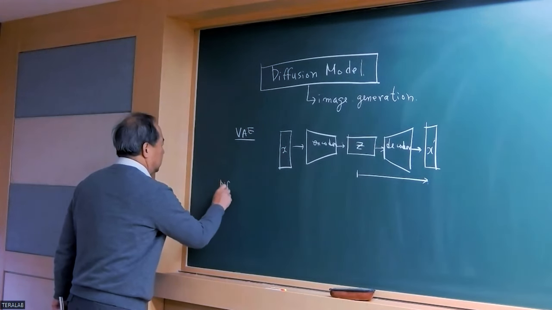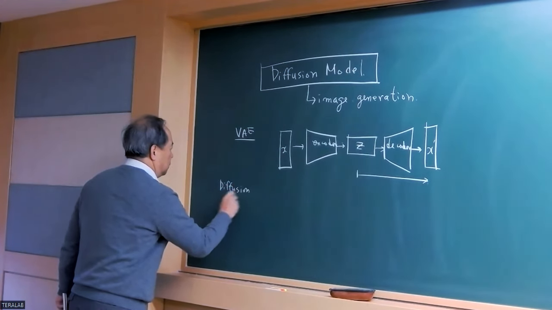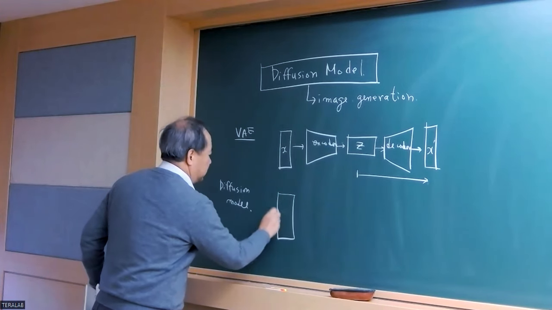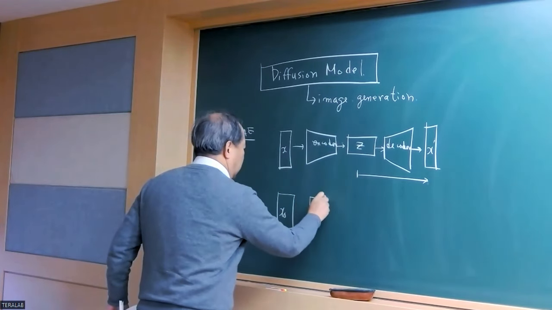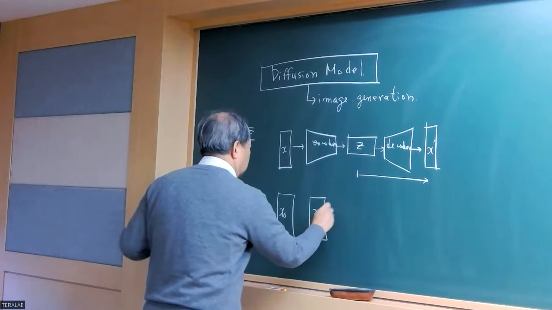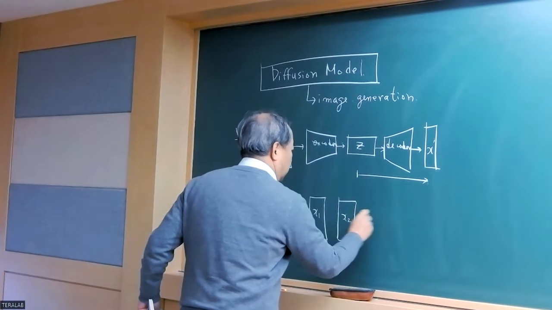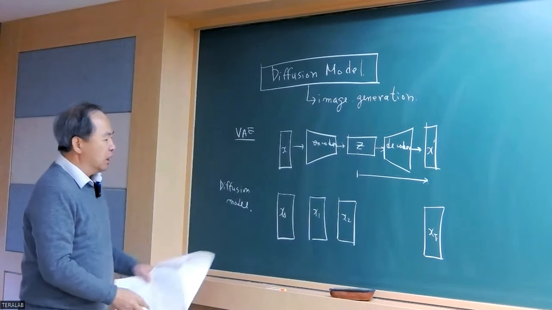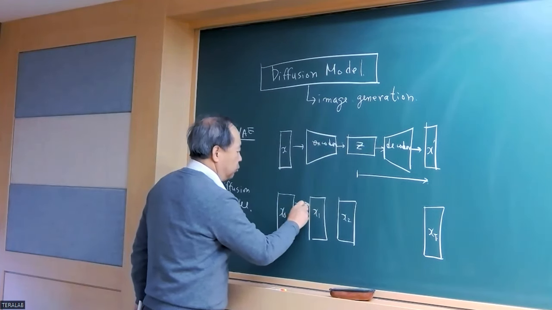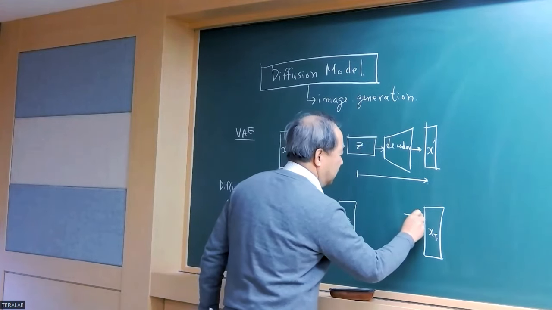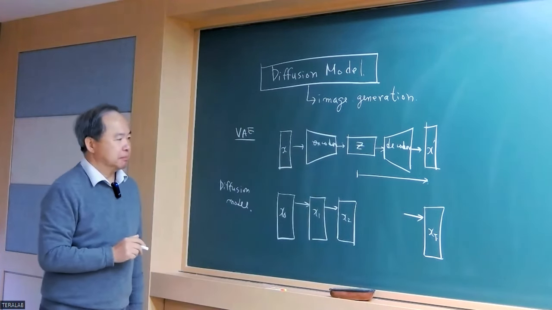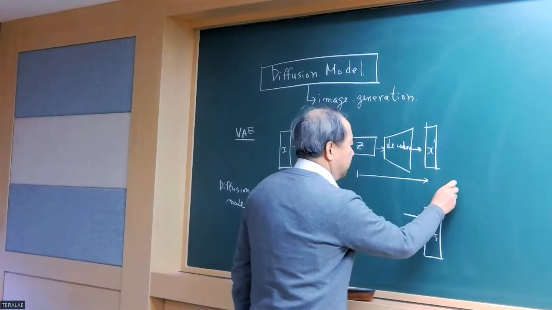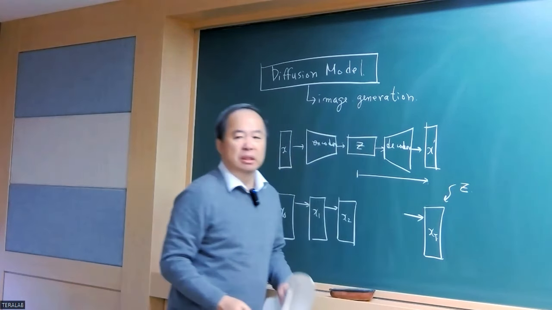Now I would like to shortly introduce the diffusion model. Let's assume we have an input image and we have the next stages X1, X2, and finally XT. We are converting the input image to X1, X2, and finally XT. I think this XT is equivalent to the latent vector space.